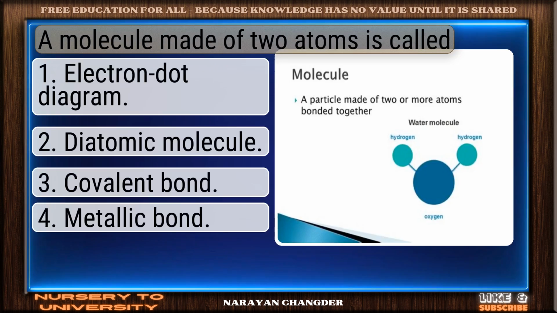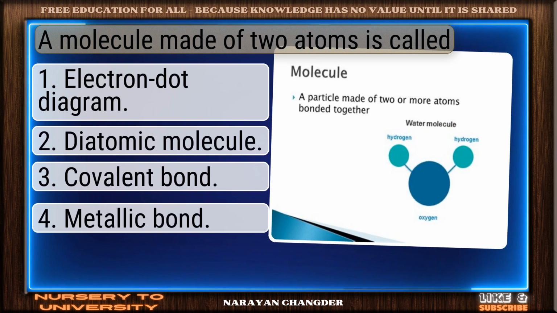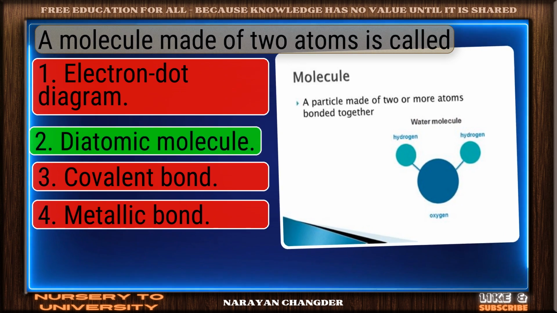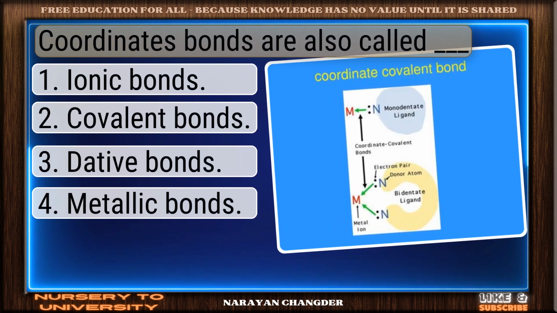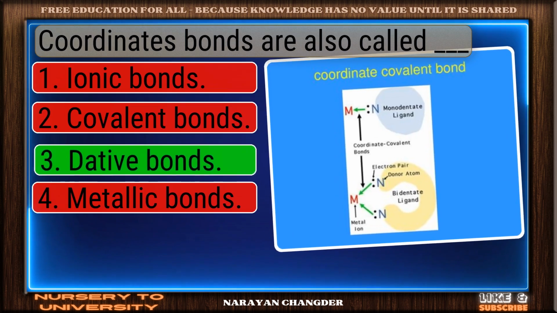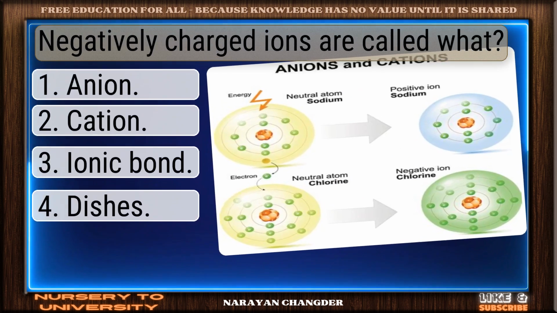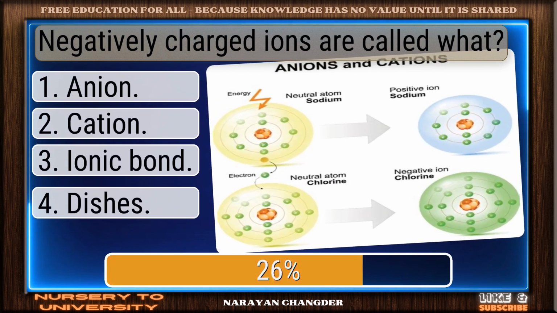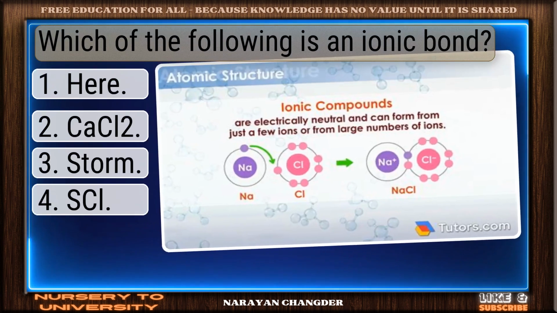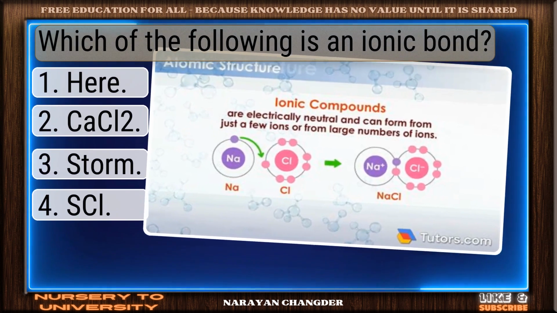Right, metals. A molecule made of 2 atoms is called. Precise answer, diatomic molecule. Coordinate bonds are also called dash. Very good, dative bonds. Negatively charged ions are called what? Outstanding effort, anion. Which of the following is an ionic bond?